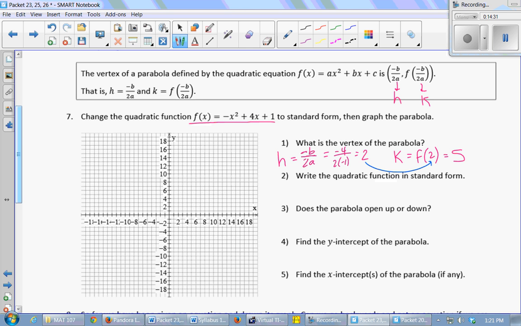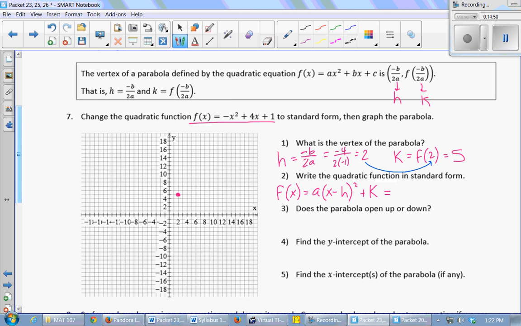So the vertex is 2, 5. So I could plot that. 2, 5 is the vertex. And then if I want to put this in standard form, right? Standard form was a times x minus h squared plus k.